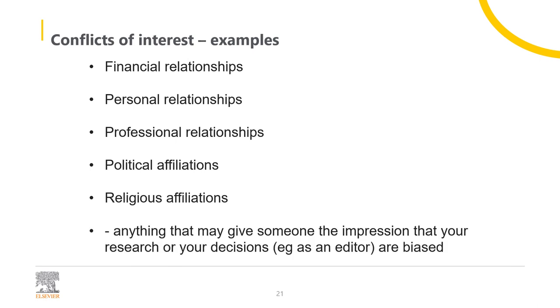The bottom line, as it were, the most essential thing is that you've got to think, is there anything here that may give someone the impression that your research or your decisions, for example, as an editor, as a researcher or whatever, any involvement in the research and publishing process, that gives the impression that these are biased.